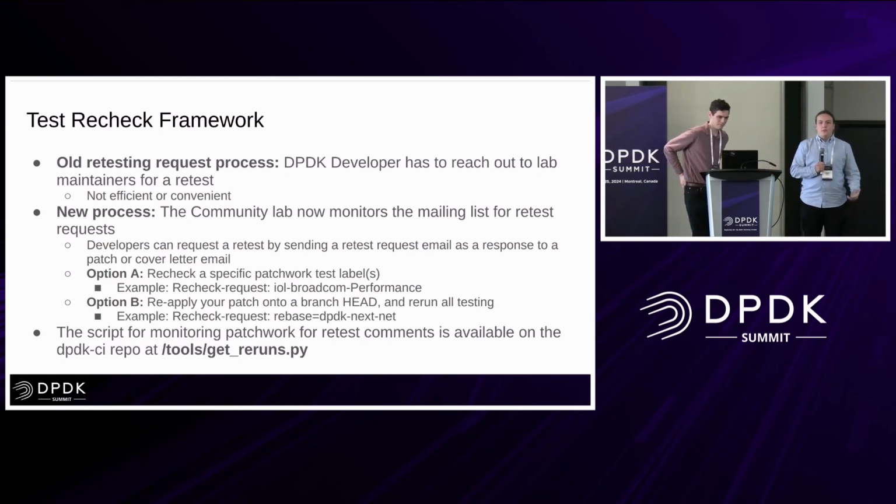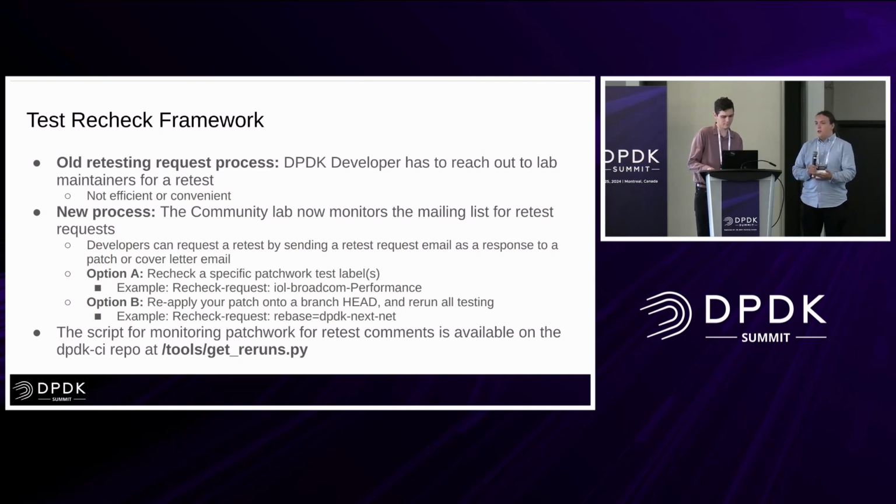So 1 or 2 years ago, if there was an issue with the testing, like maybe we applied your patch on the wrong branch or something along those lines, you would have to reach out to someone at the IOL, and that was often an inconvenience. So in order to work around this, we've outlined a process to submit a recheck request, which is essentially a method to have a CI lab rerun testing on a context that they've submitted to your patch, or a check. So we offer 2 methods of doing this.